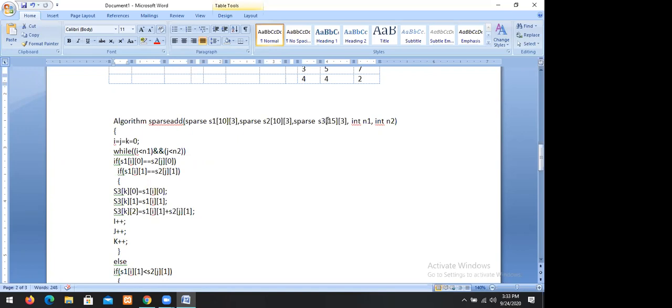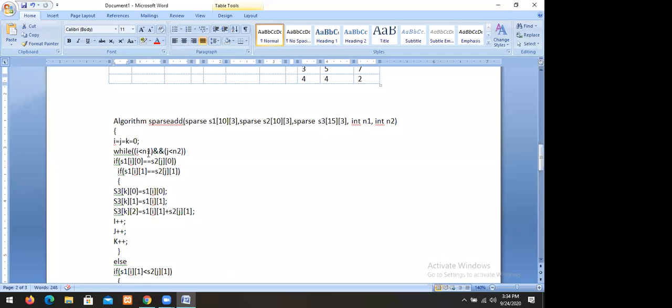S2 is also 10 rows and 3 columns. S3 is the resultant matrix. N1 and N2: N1 is the number of rows in the first matrix, and N2 is the number of rows in the second matrix. To perform addition, we compare the terms. The first matrix has N1 rows and the second matrix has N2 rows. We compare while I is less than N1 and J is less than N2.